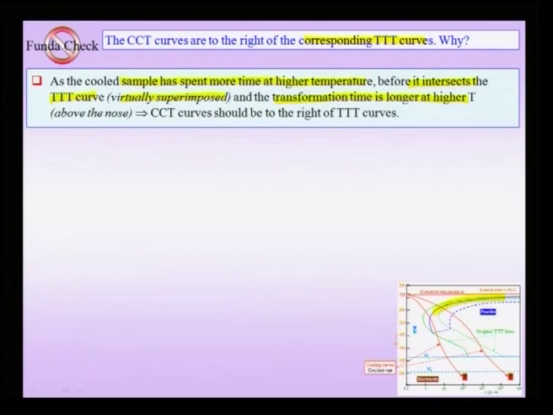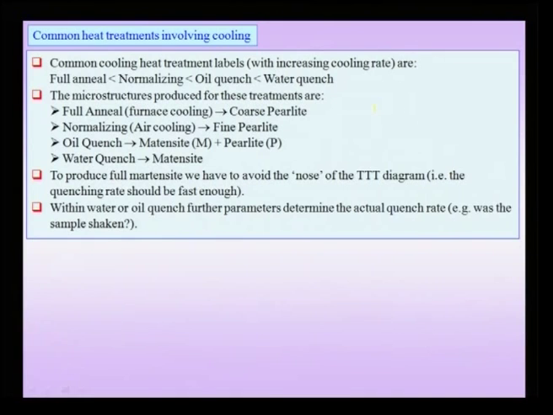And since the sample is intersecting the curves in this region, but it has spent more time at a higher temperature where the transformation times are longer. This is above the nose, of course. This means the CCT curve has to be to the right of the TTT diagrams, and that is how it has been drawn. So, now we have introduced a new tool, which is my CCT diagrams, which has important practical applications, as we shall see now.